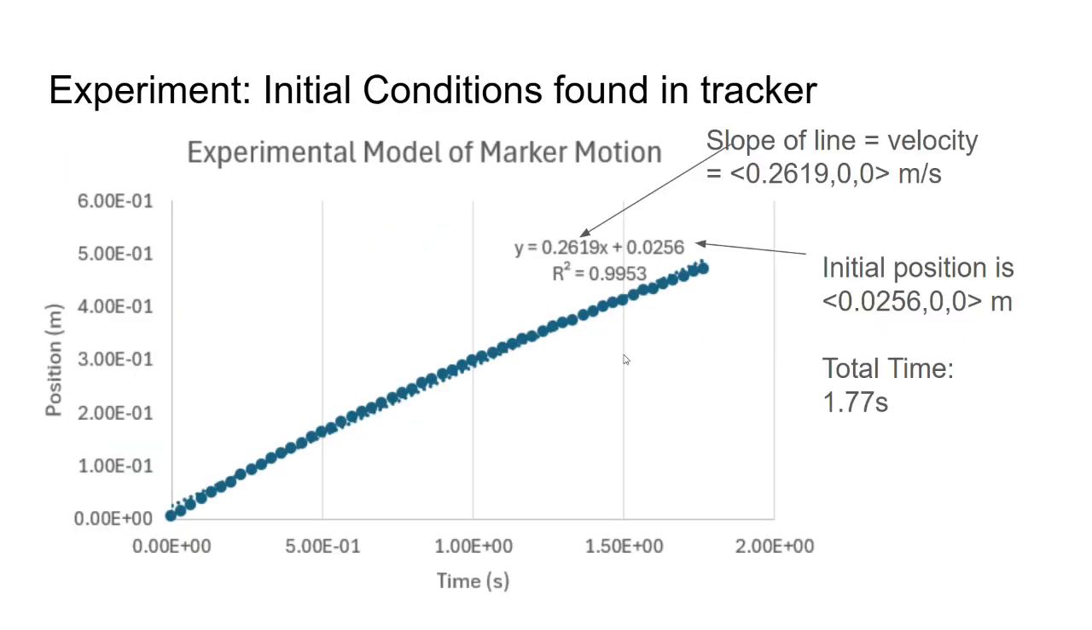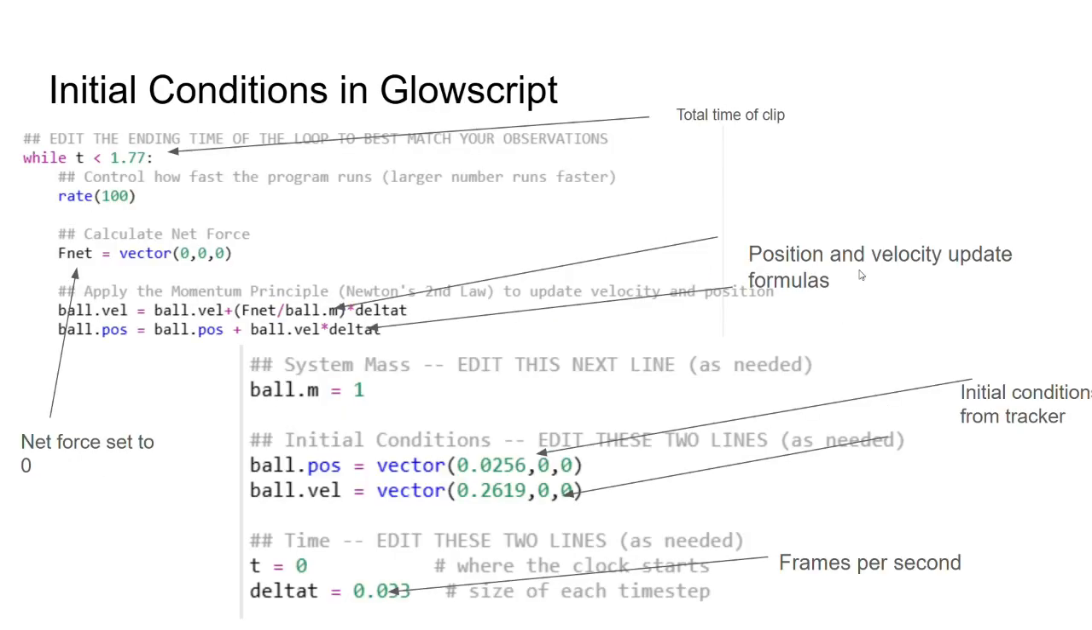As you can see from Tracker, I determined the line of best fit for position versus time. The slope of that line represents velocity, the change in position over the change in time, which came out to be about 0.262 meters per second, and the y-intercept represents the initial position, or error in this case, which was about 0.0256 meters. The total time analyzed was about 1.77 seconds, and since the graph is very linear, that confirms the motion was approximately constant velocity.